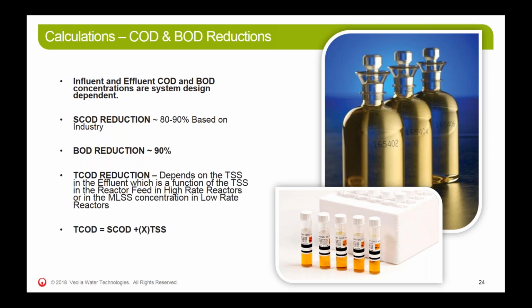The total COD reductions that you should be achieving are based on your solids in your effluent. If you see the bottom equation, the total COD is equal to the soluble COD plus some X factor times the TSS. And that X factor is going to be dependent on each substrate, and each plant is going to be different. But you can see the more TSS there is in the effluent, the higher the total COD will be in the effluent, which results in a lower total COD reduction than soluble COD reduction.